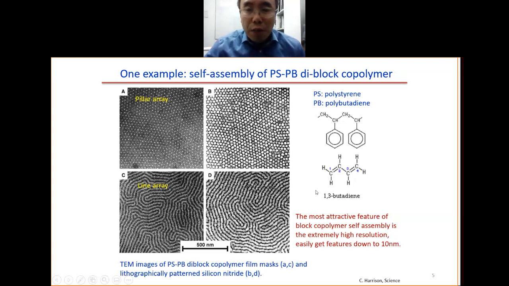This one gives you a very high resolution. The most attractive feature of block copolymer self-assembly is very high resolution. You can easily get feature sizes down to 10 nanometers.